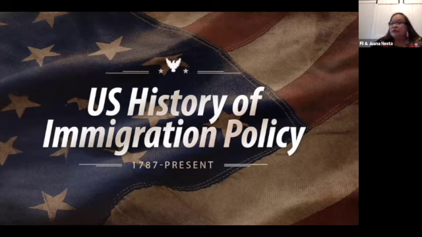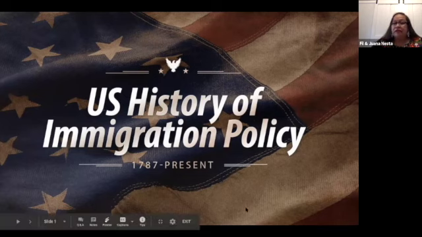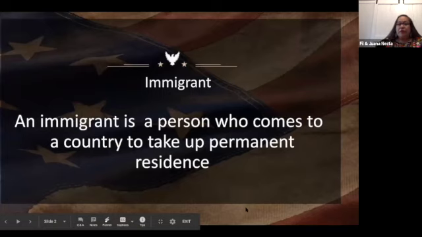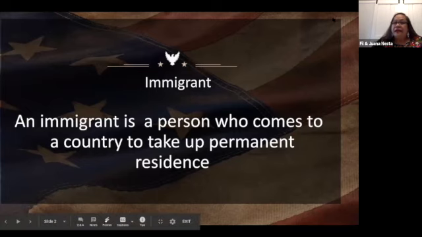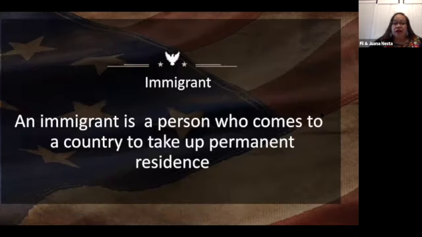So we're going to be talking first about the history of U.S. immigration policy. Before we get started, the first thing we need to make sure we understand is what an immigrant is. An immigrant is a person who comes to a country to take up permanent residence. There are many labels that are put on immigrants, like thieves and bad people, rapists, robbers. Before we can move on, we need to understand that this is the true definition of what an immigrant is.